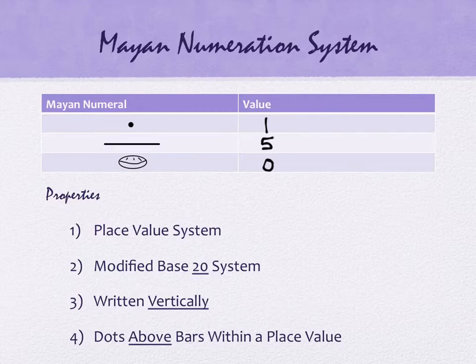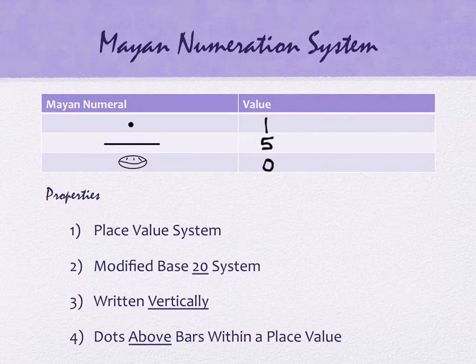So a few other features about the Mayans. They have a place value system as well. Theirs is a modified base 20 system. So what does that mean? Well, let me go to the next one. It's actually also written vertically. And then we put dots on top of bars. That's how they do it. So bars go underneath dots.